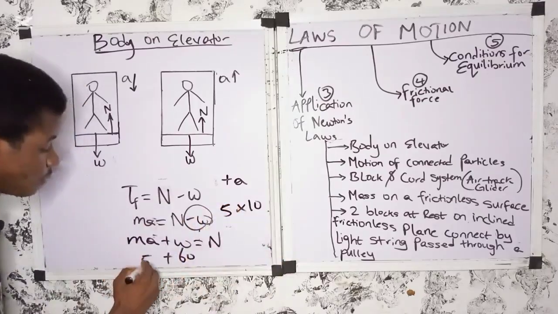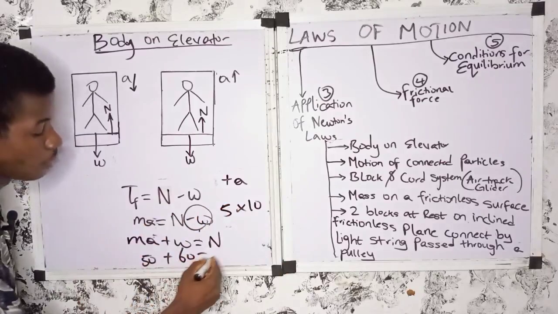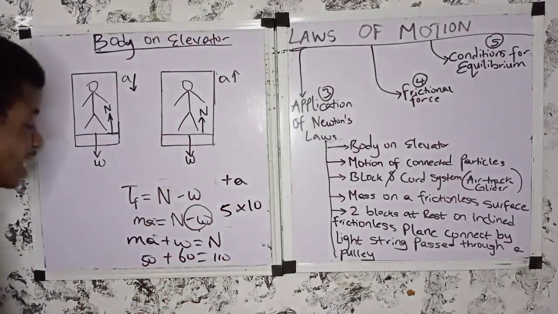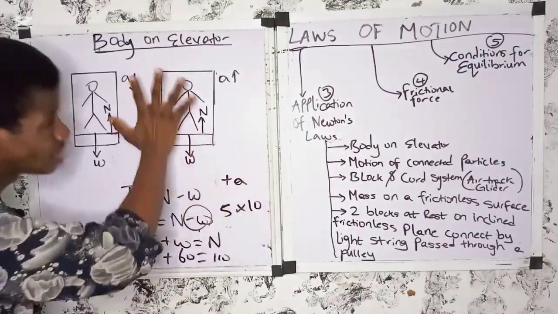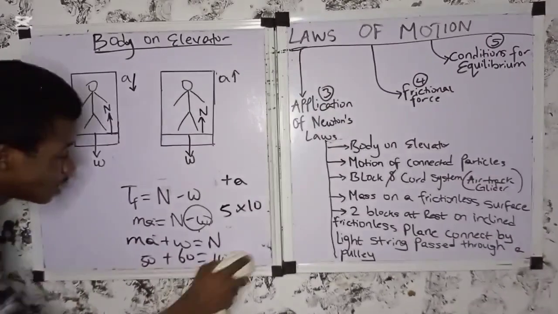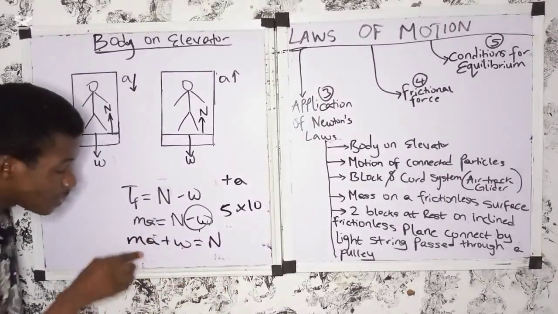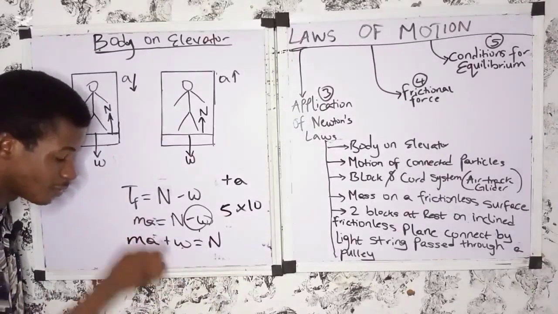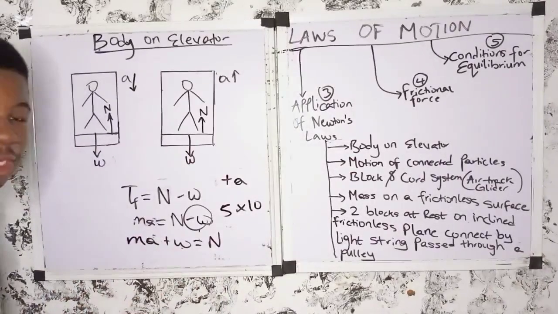So 5 times 10 gives us 50, right? 50 plus 60 will give us 110. You find out that during this scenario you will become heavy. This is because of the addition of what? Of ma to W.